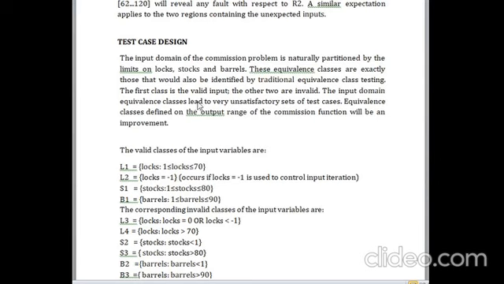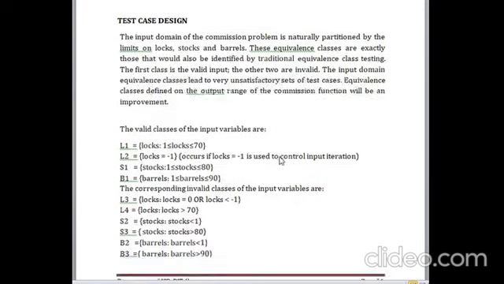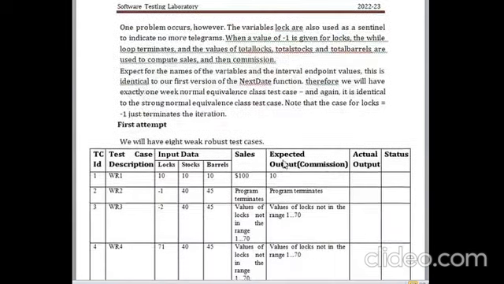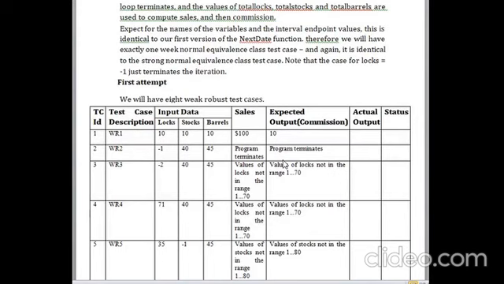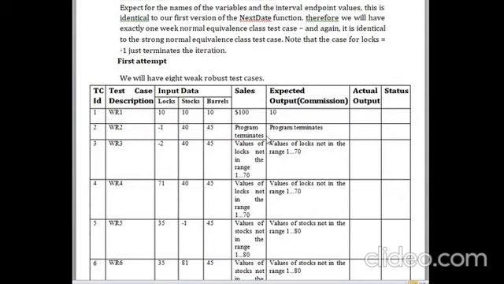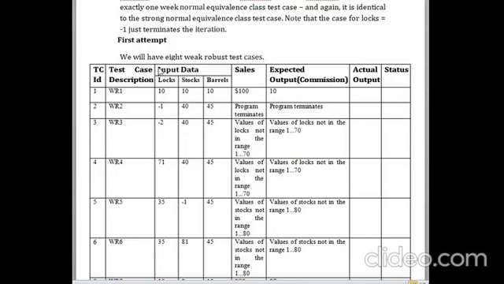The input domain equivalence classes lead to very unsatisfactory sets of test cases. Equivalence classes defined on the output range of the commission function will be an improvement. So this is the test cases for the commission using the equivalence class testing. In the first attempt we will have 8 weak robust test cases.